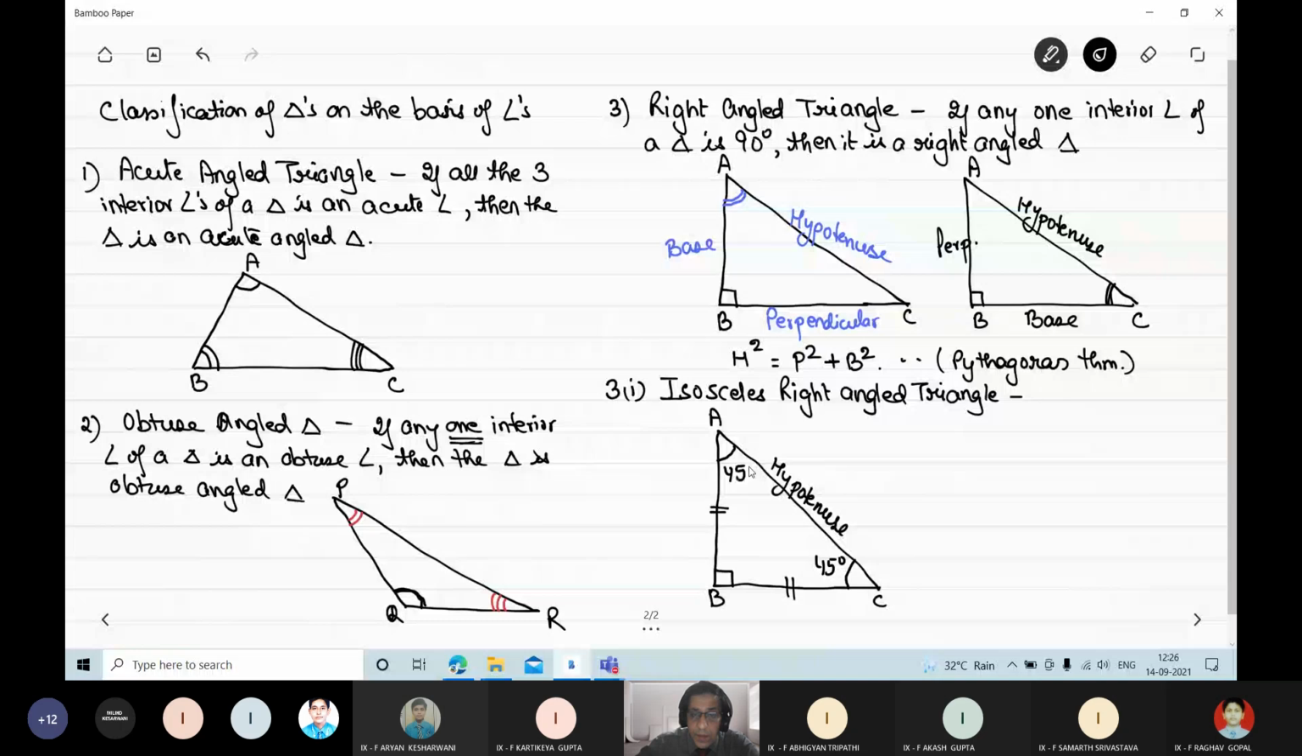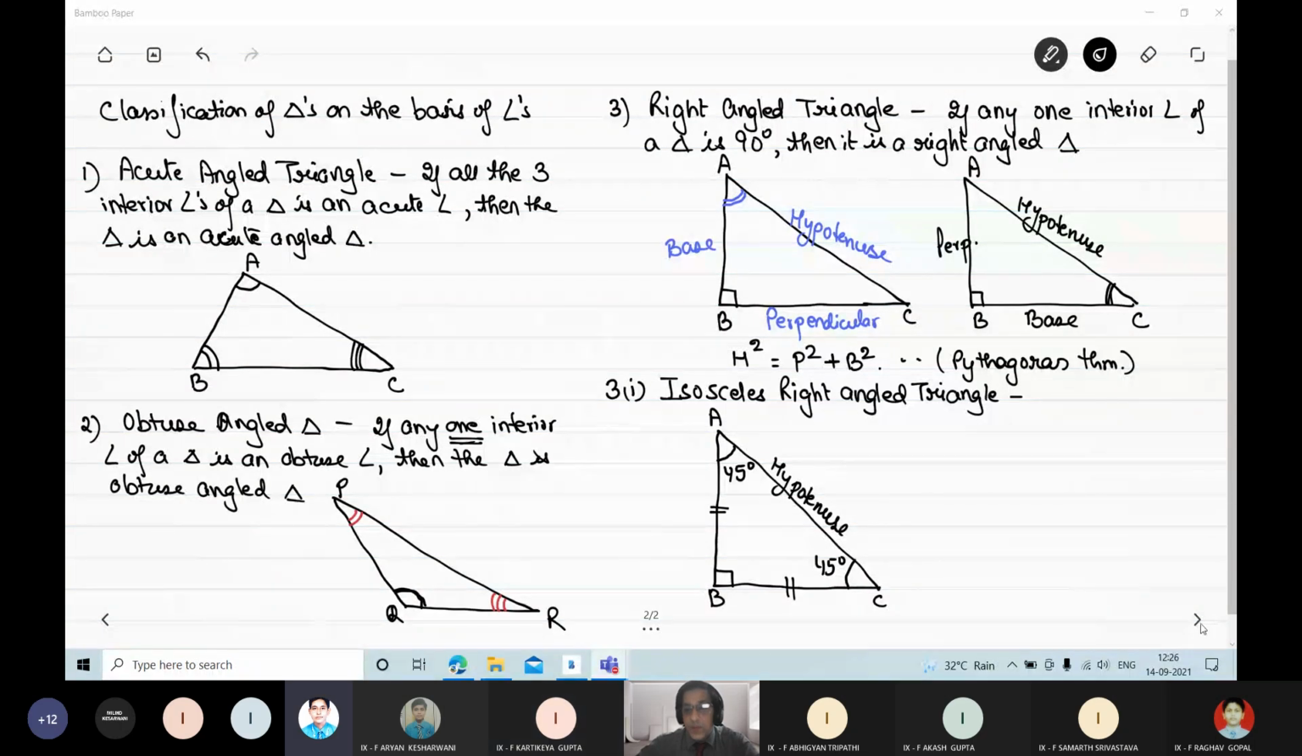If you remember, when we were doing the standard angles in trigonometry, I used the isosceles right angle triangle to prove the values of the trigonometric ratios of 45 degrees. Sine 45, cos 45, tan 45. Remember?